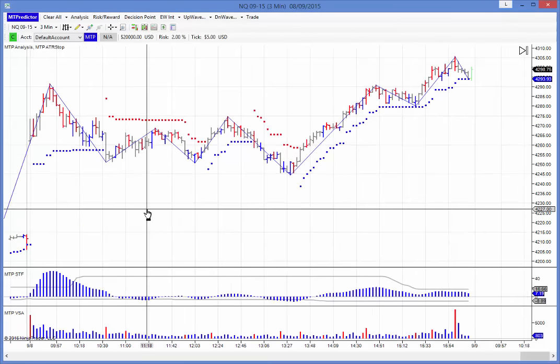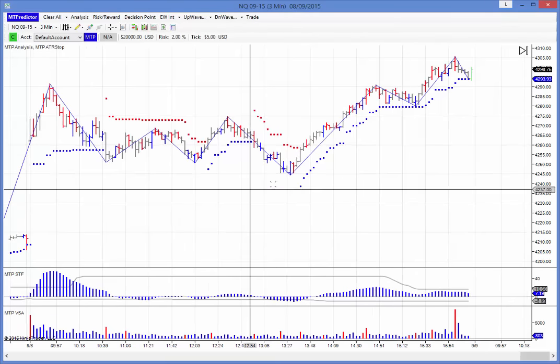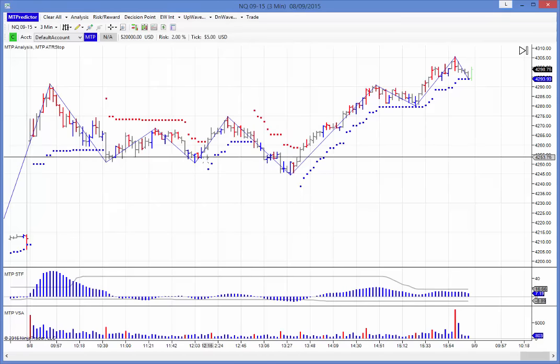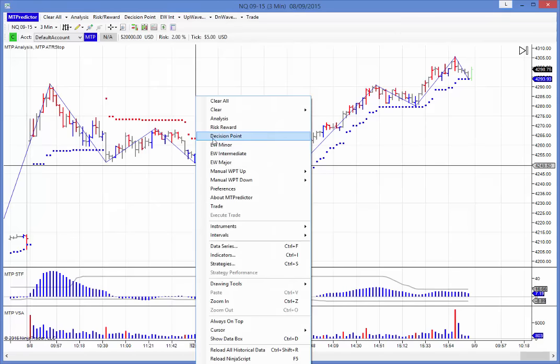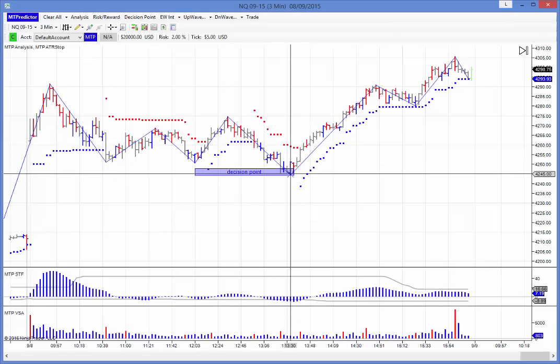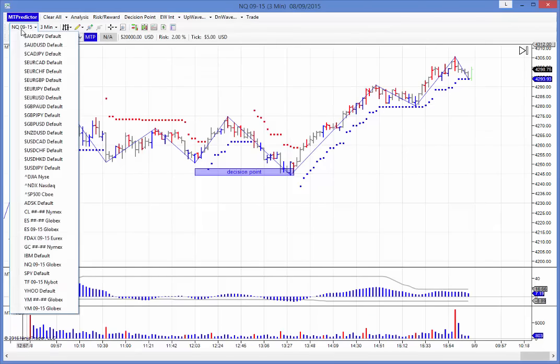The NQ, we didn't have any automatic setups, but the low of the day came in here about 1:30, and if we go back to the previous pivot, which was here, place our DP off there, you can see that the low of the day came at that DP level as well. But the best one I've saved to last was the YM.